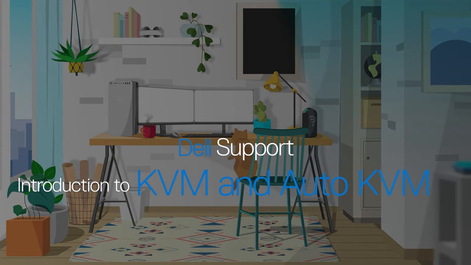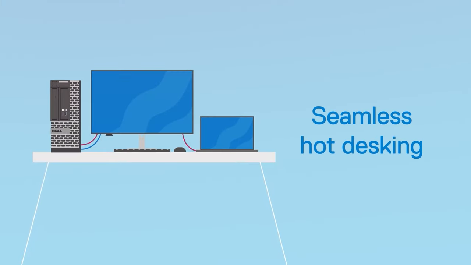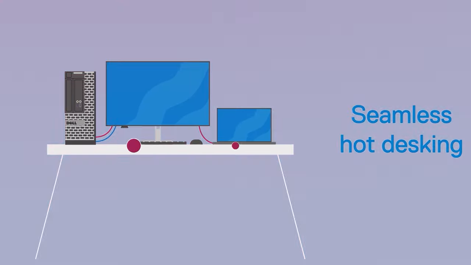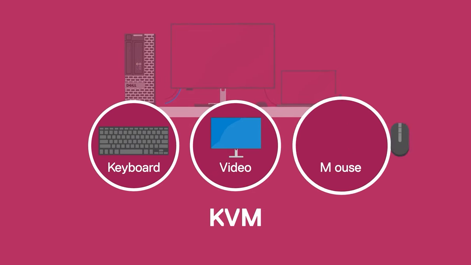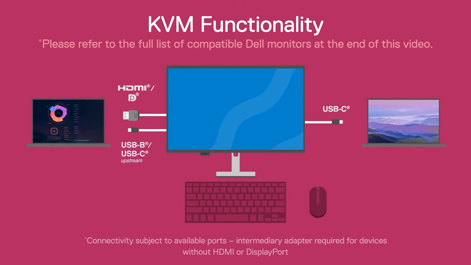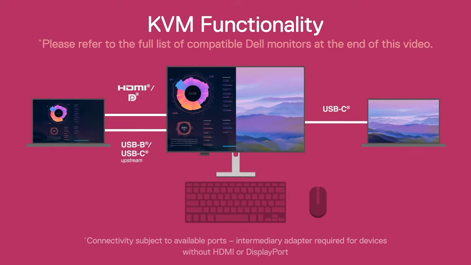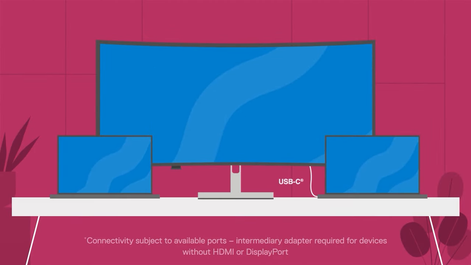In this video, we'll speak about two essential productivity features in Dell monitors, KVM and Auto KVM. So what is KVM? KVM is an acronym for keyboard, video, and mouse. Modern Dell monitors come built in with the KVM feature. The KVM feature allows users to view and work with content on two PCs using a single monitor, keyboard, and mouse.